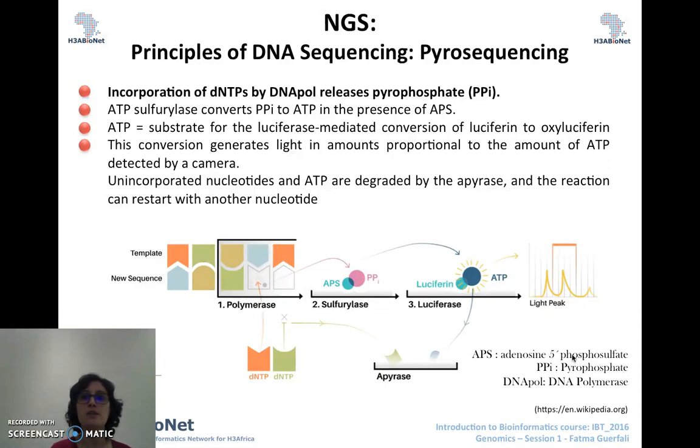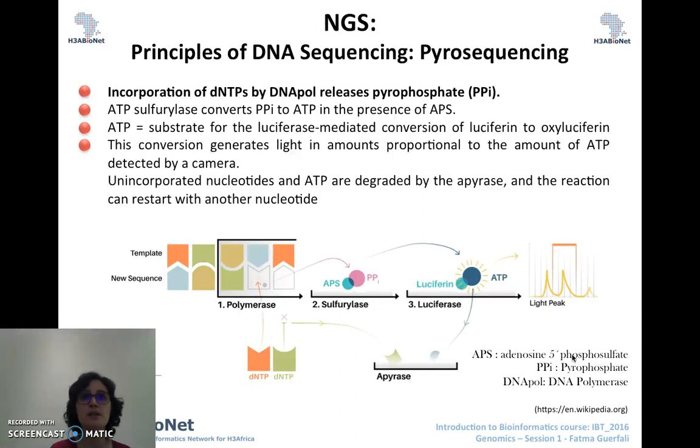What is detected is the release of that pyrophosphate, which is converted into ATP in the presence of APS with an ATP sulfurylase. This ATP is then used by a luciferase that converts luciferin to oxyluciferin. This conversion generates visible light in amounts that are proportional to the ATP that has been released.